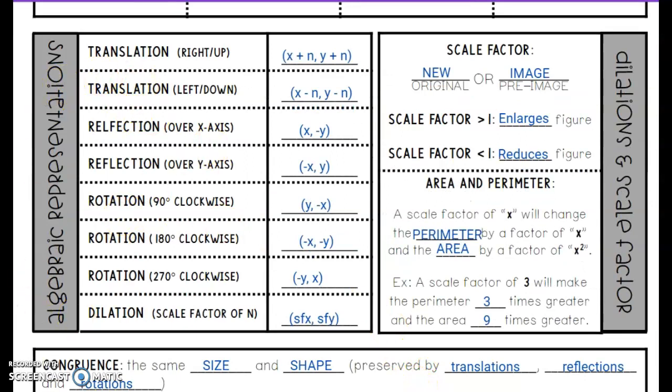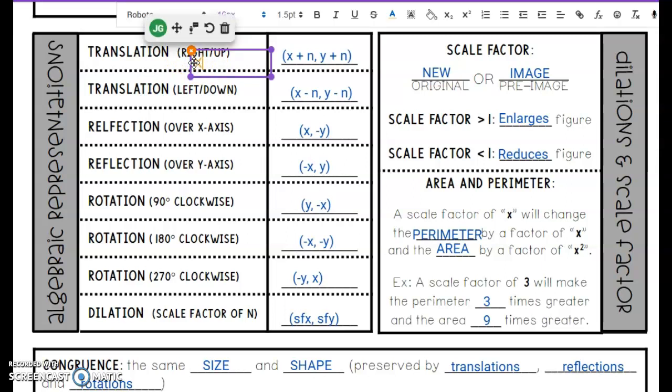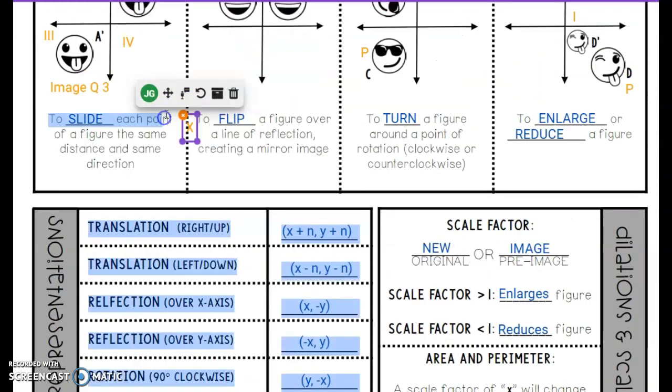Okay, so these are the algebraic representations. That's a fancy way to say rule. So these are the rules that you follow for each of the kinds of translations. If you have a translation where you are moving right on the x-axis, I'm just going to put a little x under here.